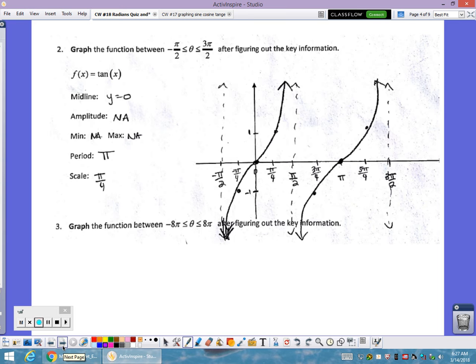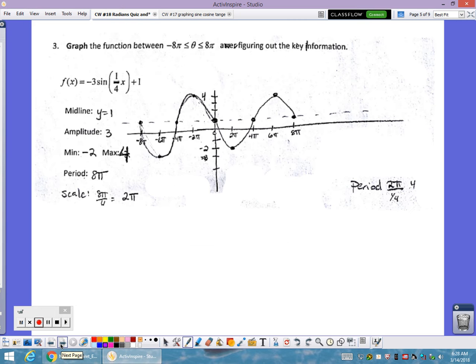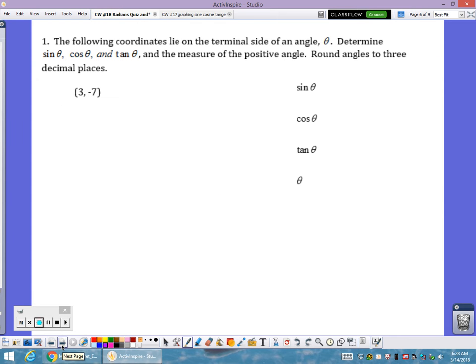All right. So this is our tangent function from negative pi over 2 to 3 pi over 2. And then this one from negative 8 pi to positive 8 pi. It turned out our period was 8 pi, so we just had to do 2 full cycles. So if you have questions about the homework, feel free to ask me. But let's go back and review some of the stuff that we did in the past.